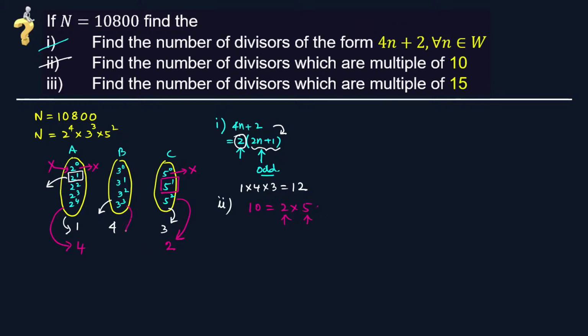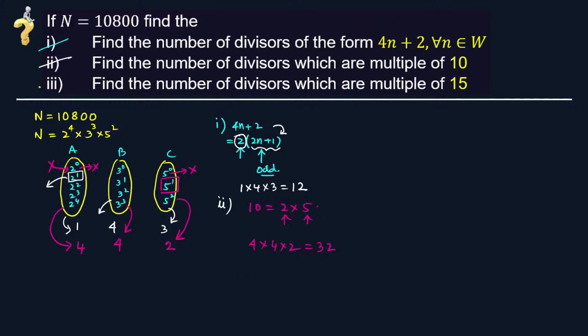And set B, there is no restriction, so any of these 4 can come. So the total number of ways for the second case, when the divisors are a multiple of 10, will be 4 into 4 into 2. That is 32. Is it clear or not? Is this clear to everyone or not?